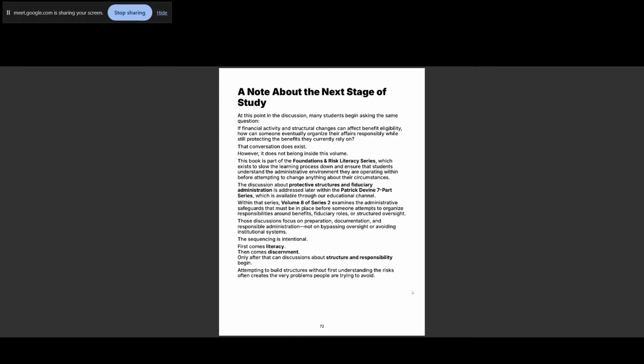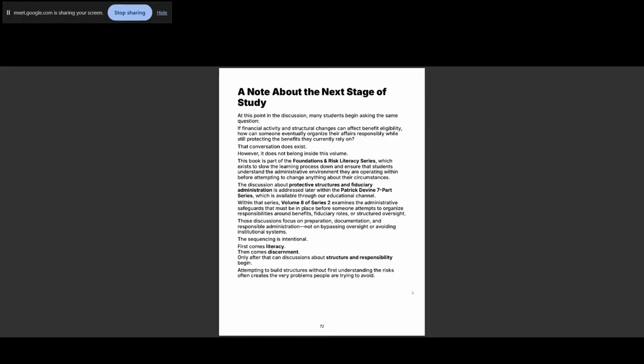A note about the next stage of study. At this point in the discussion, many students begin asking the same question. If financial activity and structural changes can affect benefit eligibility, how can someone eventually organize their affairs responsibly while still protecting the benefits that they currently rely on?